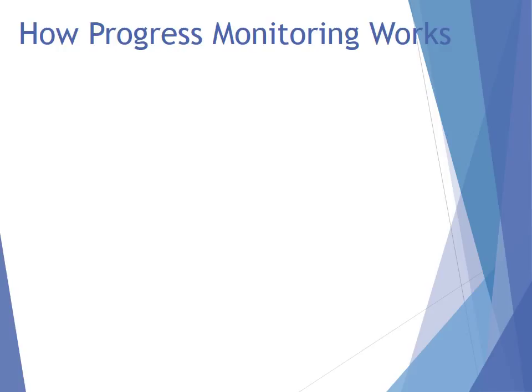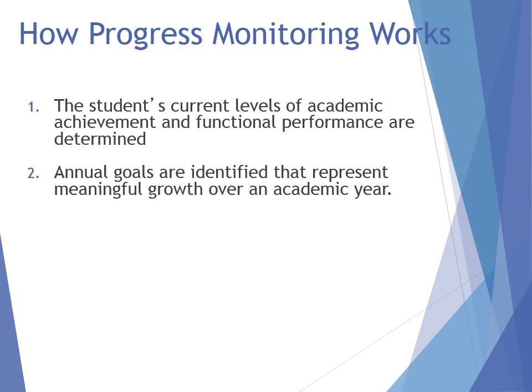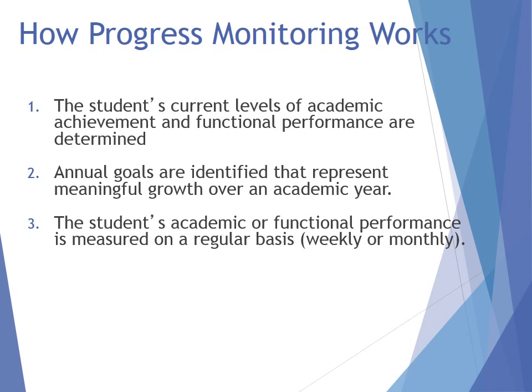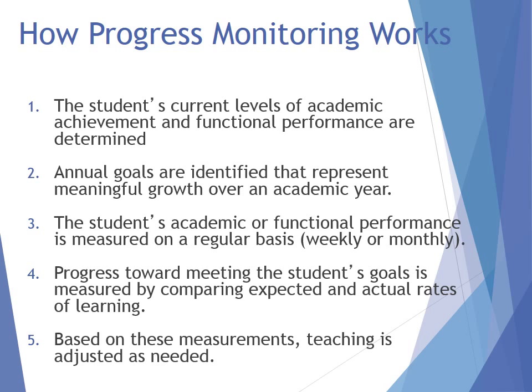The steps to progress monitoring are as follows. Use the student's current level of academic achievement and functional performance. Then annual goals are identified that represent meaningful growth over an academic year. Then the student's academic or functional performance is measured on a regular basis, weekly or monthly. Progress towards meeting the student's goals is measured by comparing expected and actual rates of learning. And then finally, based on these measurements, teaching is adjusted as needed.